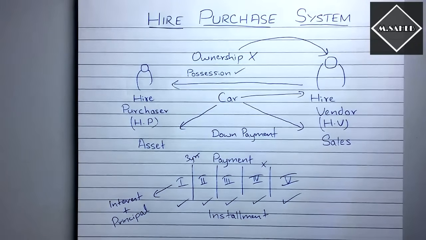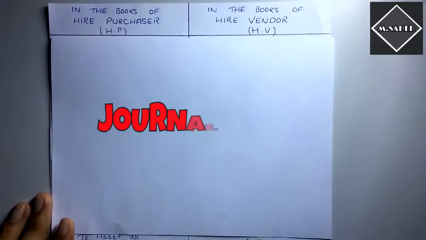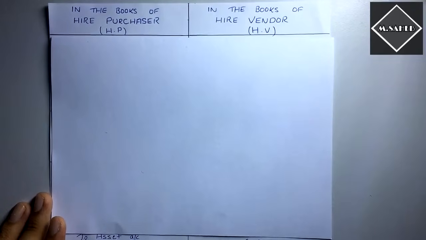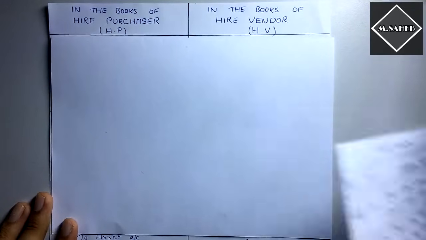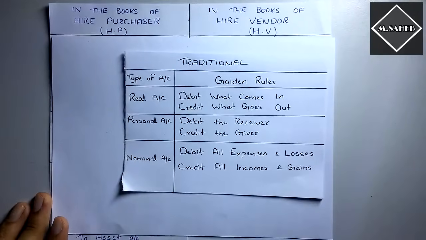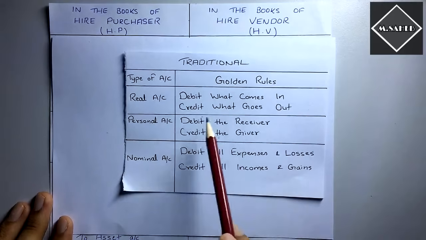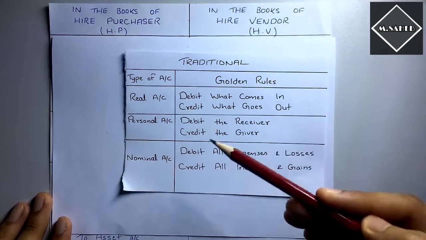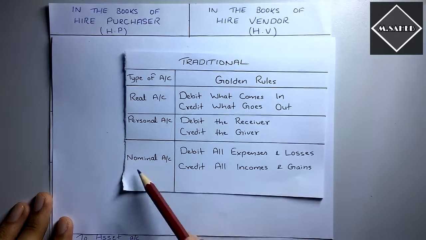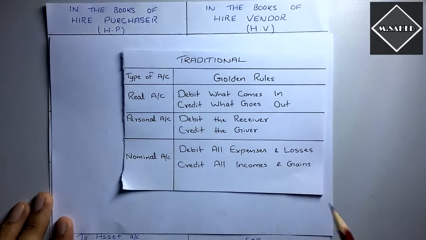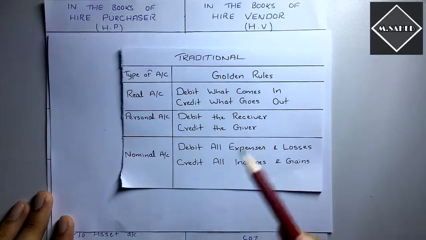Now let's see the journal entries that are required under hire purchase system. But before going to the journal entries, let's just see the golden, traditional rules of accounting. We used to do this in 11th standard, right? There are 3 types of account: real account, personal account, nominal account. Real account: debit what comes in, credit what goes out. Personal account: debit the receiver, credit the giver. Nominal account: debit all expenses and losses, credit all incomes and gains, right? Simple, right? You remember this, right?